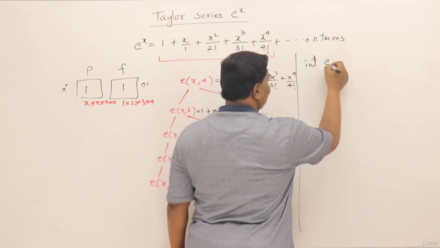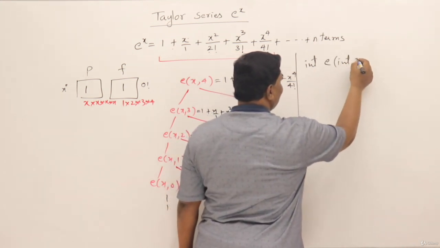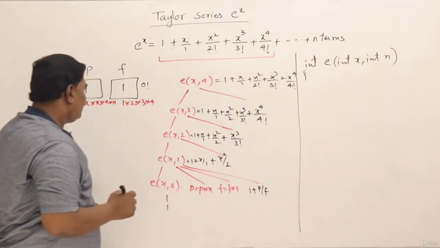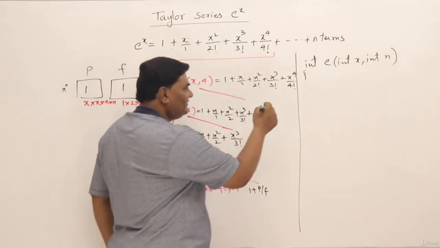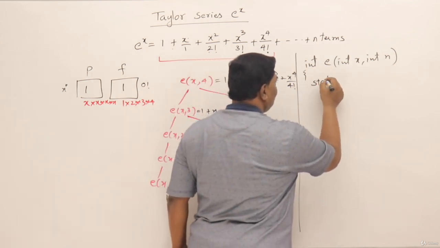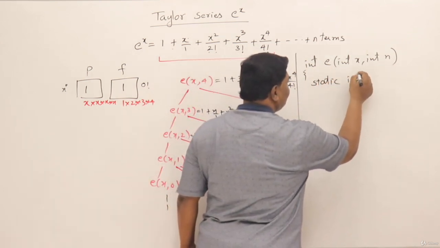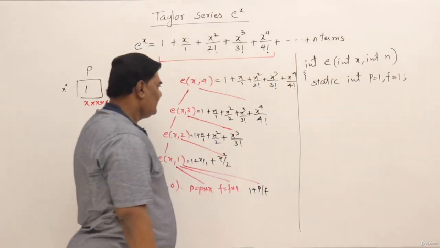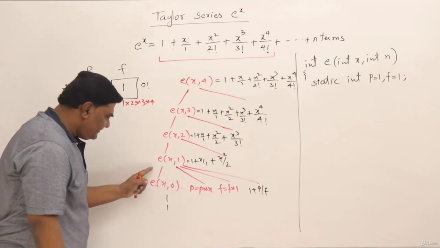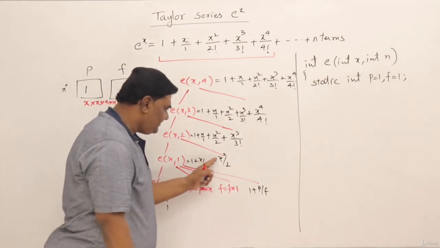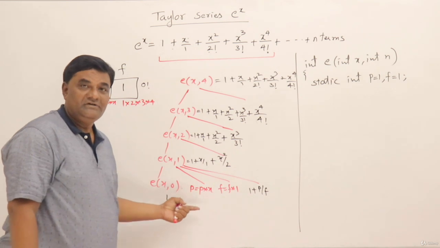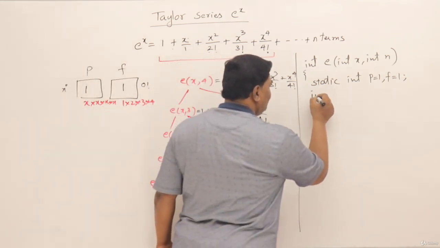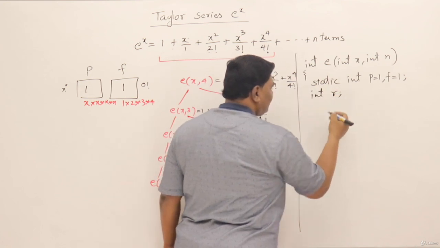Return type is integer, function name is e, and taking two parameters x and n. Now here I need some variables. First of all, I declare some static variables: int p, that is 1, and f, that is also 1. Then I need one more variable, because the result of this function is added by p by f. So I have to take one more normal variable, r, to store the result of a function.